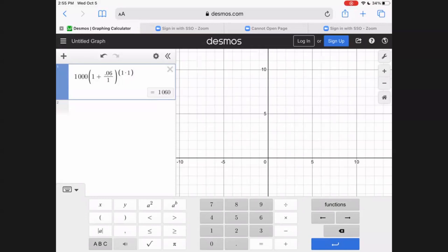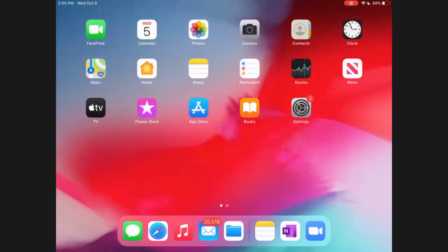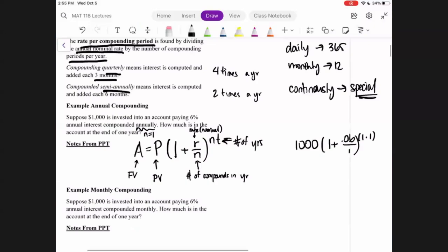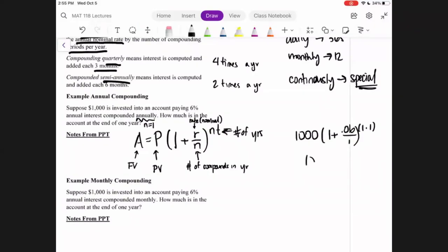Okay, so practice keying this in Desmos or your calculator. So I get that after the entire year, I have, so this is by Desmos or Calc. Okay, so you want to practice using your calculator, your phone calculator if you want to, Desmos, but I get this value here.